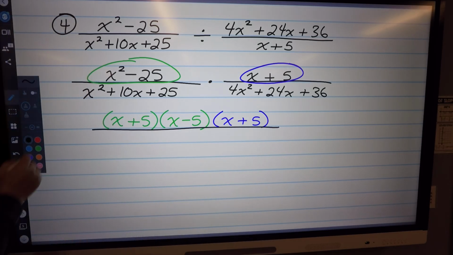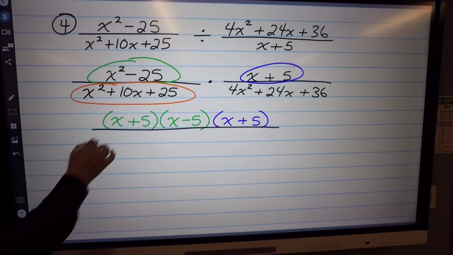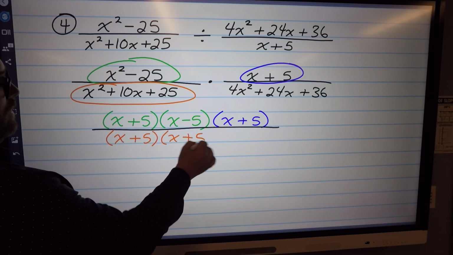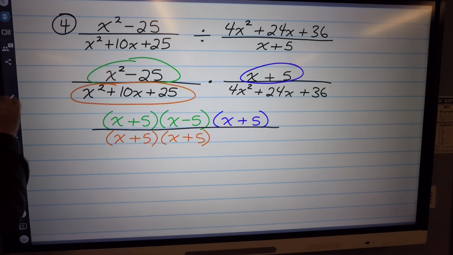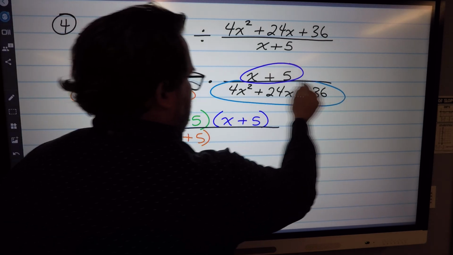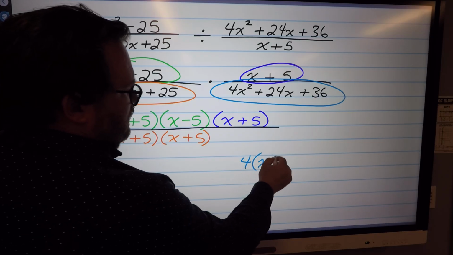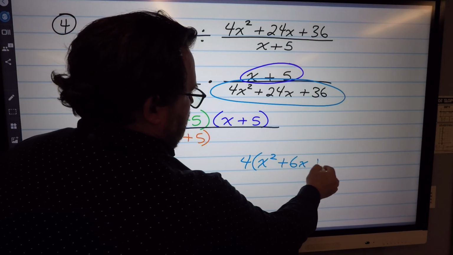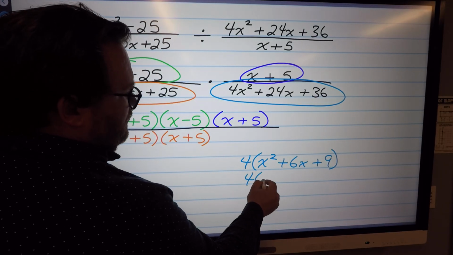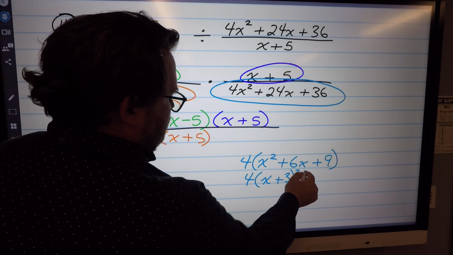On the bottom part, the x squared plus 10x plus 25, that's (x plus 5) squared, or (x plus 5) times (x plus 5). That's a perfect square trinomial. And then let's take a look at this one. You may see that I can factor out a 4, and then I've got x squared plus 6x plus 9. Which is really 4 times (x plus 3) squared, or (x plus 3) times (x plus 3).